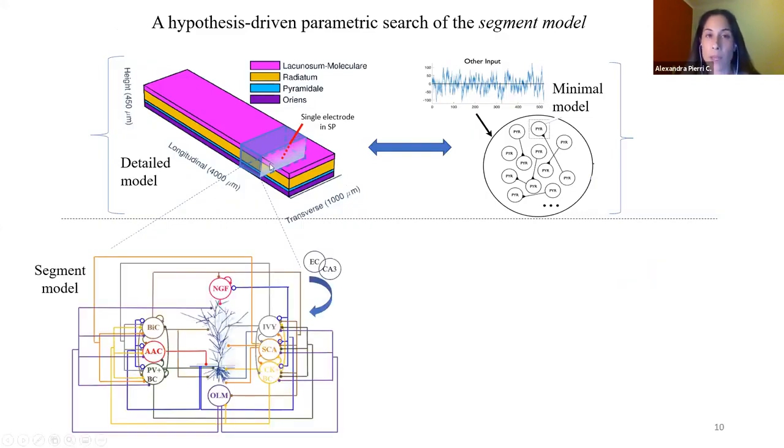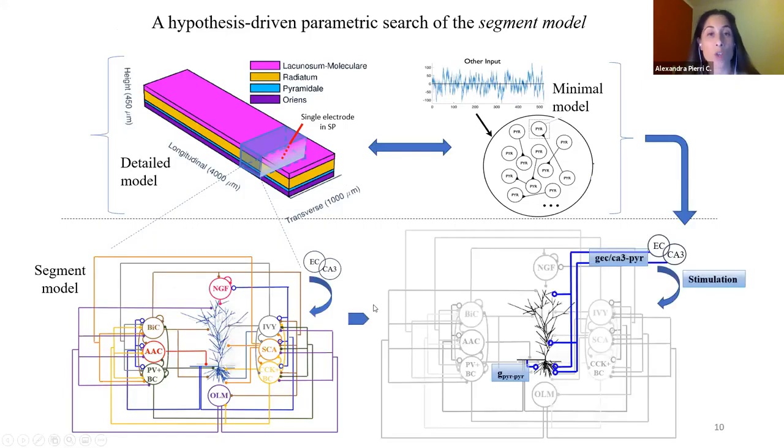Then we isolated a piece from the detailed model. We call it the segment model, which is the same in cell numbers as the minimal model for meaningful comparisons. We found that the two models varied with respect to the feed-forward excitatory conductances to the pyramidal cell. These are the recurrent pyramidal conductances and the entorhinal cortex and CA3 to pyramidal conductances. For those reasons, we focused our investigation around these particular conductances at first.